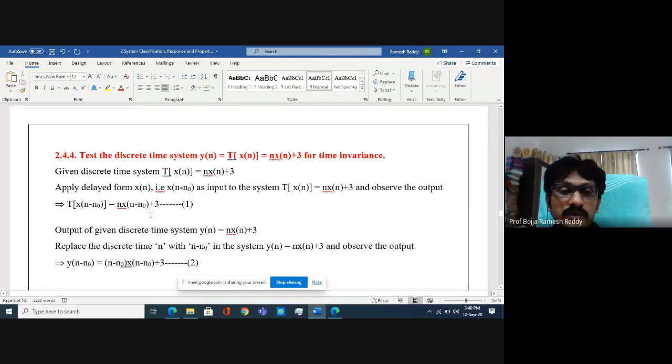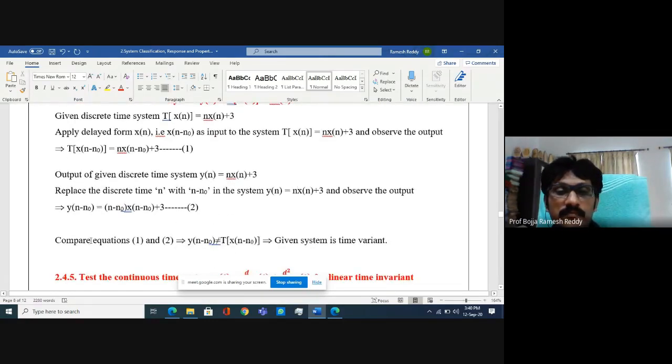What is equation 1? n x of n minus n naught plus 3. But here, n minus n naught times x of n minus n naught plus 3. See, these two equations are not the same. Therefore, the given system is time variant.